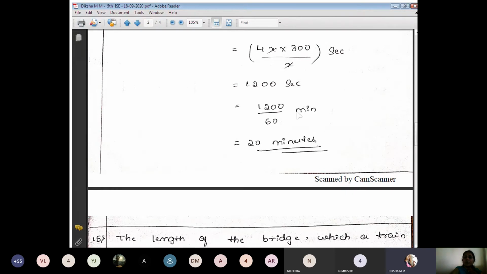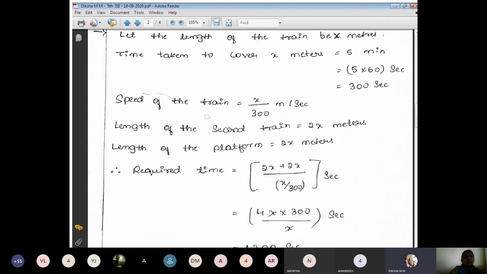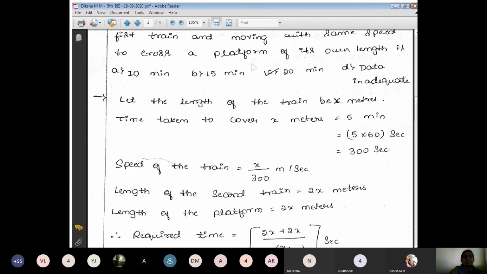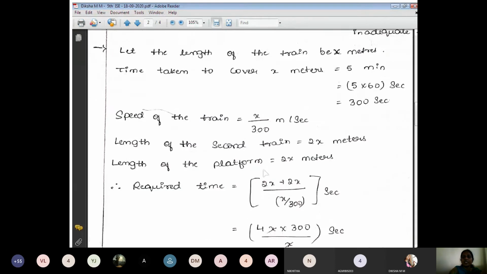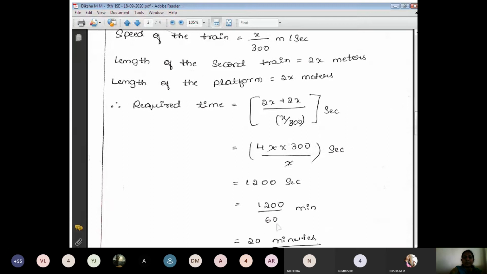So if you are converting minutes into seconds, you have to multiply by 60. Seconds into minutes means you have to divide: 1200 seconds divided by 60, you will get minutes. So why are we converting seconds into minutes? Because they have given options in minutes only. So that is why we have converted the seconds into minutes.